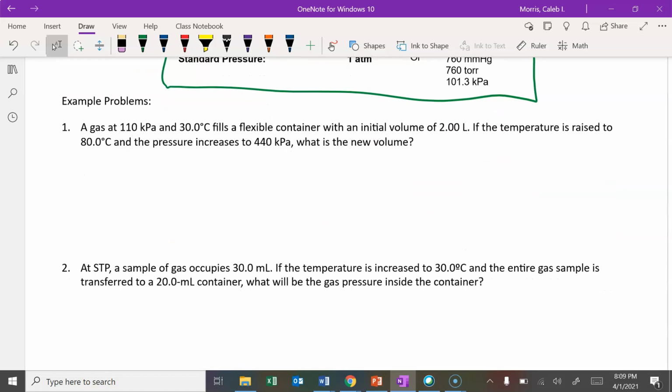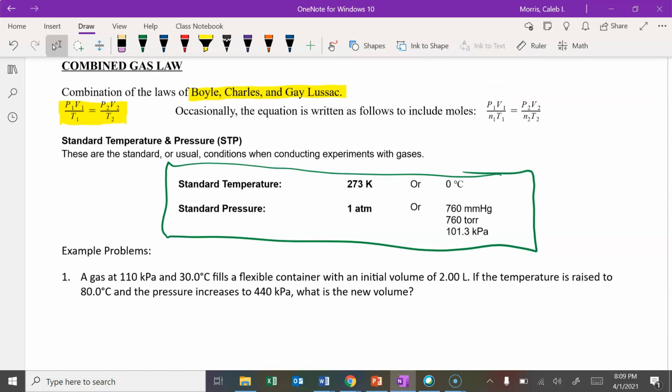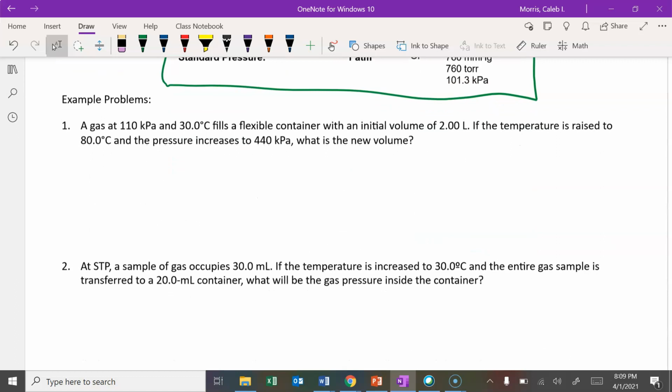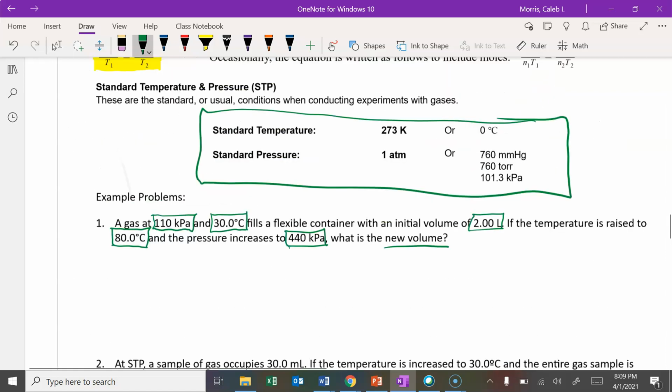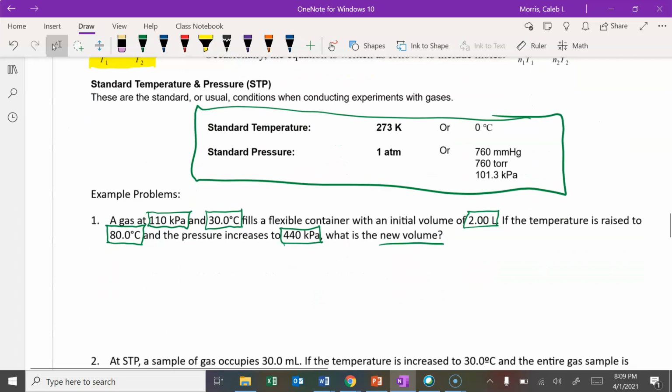We could do a couple example problems where we are just having to apply a change to all three of those variables. So I have a gas at 110 kilopascals and 30.0 degrees Celsius. It fills a flexible container with an initial volume of 2.00 liters. If the temperature is raised to 80 degrees Celsius and the pressure is increased to 440 kilopascals, what's the new volume? Okay, there's a lot going on here, so this is definitely a time we're going to want to label our variables. Now our equation is P1V1 over T1 equals P2V2 over T2.